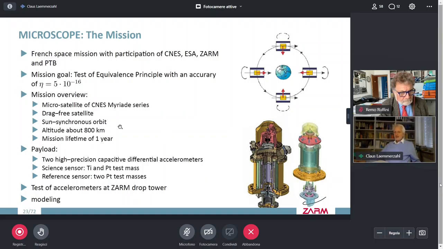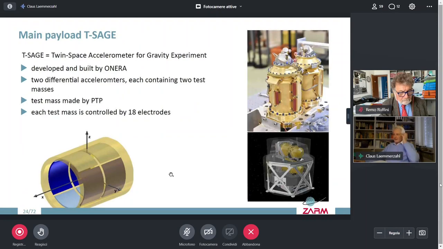It's a small satellite at 800 kilometer height, and the mission lifetime was about 2 years. The payload is two differential accelerometers. One sensor was made of two masses, titanium and platinum, and the reference sensor of just two platinum test masses, as a common mode rejection procedure to improve the measurement. Okay, so these are the test masses.